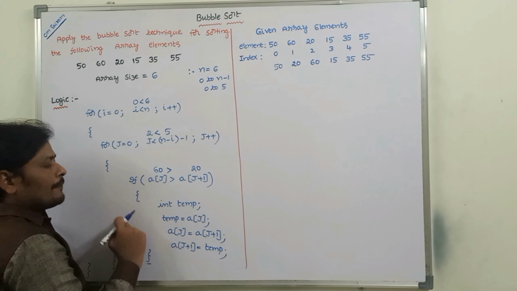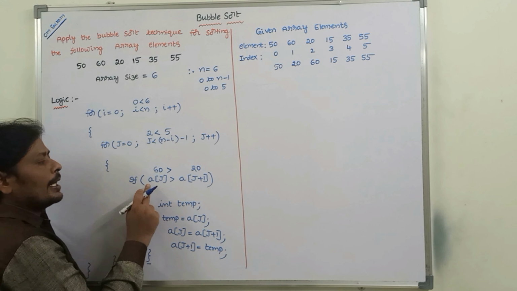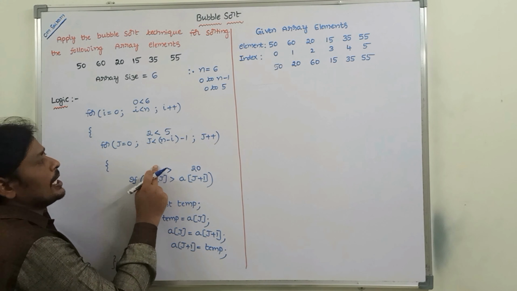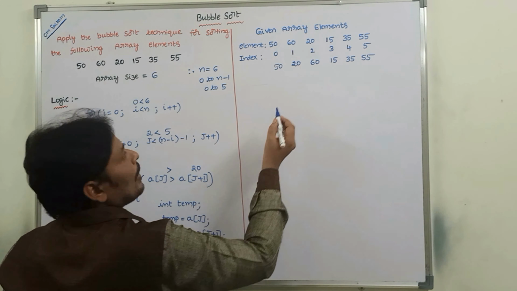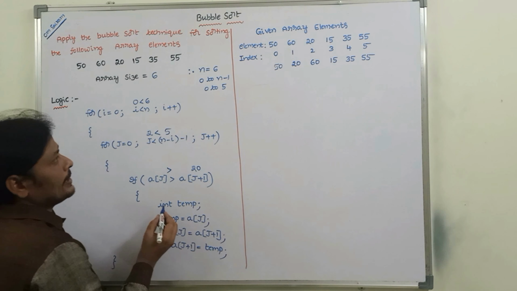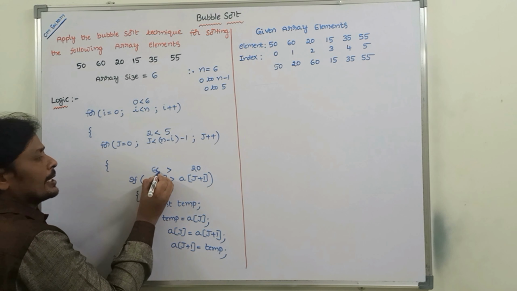So in the body of the for loop, if statement is there. A of j. Now j value is 2. A of 2. Now what is the A of 2 value? That is 60. Updated value is 60.